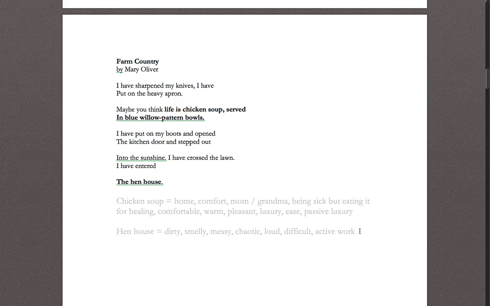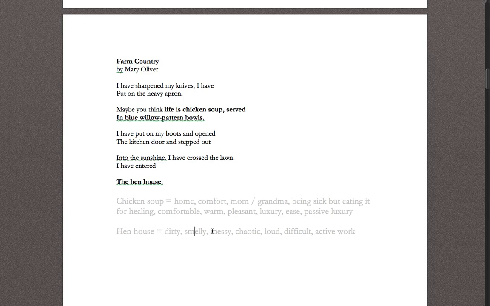And then the poem has a contrast between these two things. So first and foremost, just thinking about metaphor, these both fit the nice A is B quality. I'm trying to describe life in two different ways. Life as chicken soup, and it carries with it all these feelings. I'm also going to describe life as the hen house, and it carries with it all these feelings and ideas.